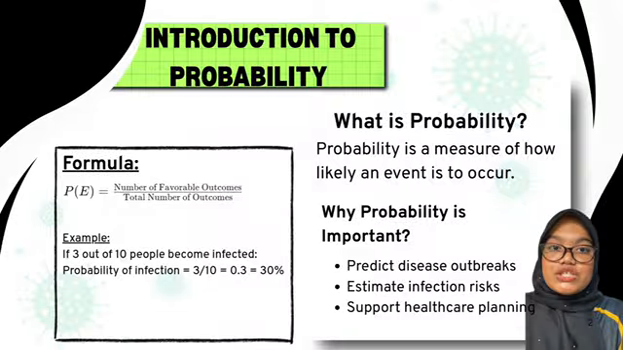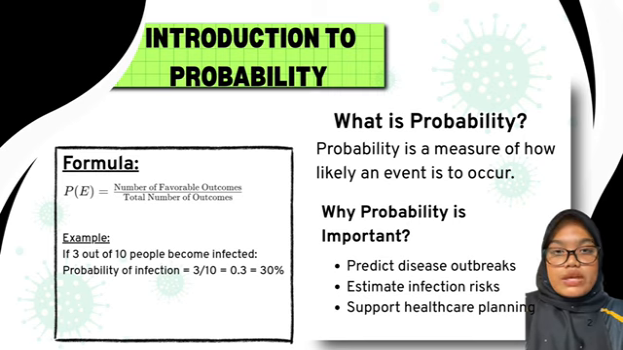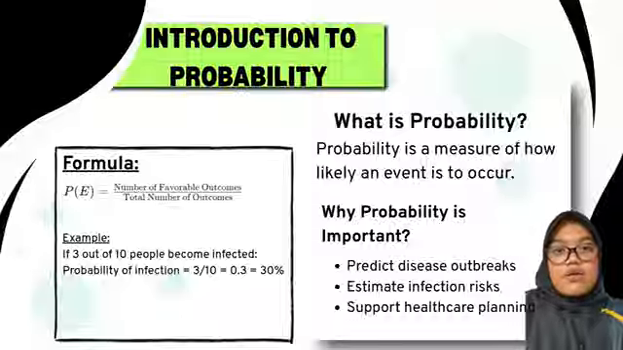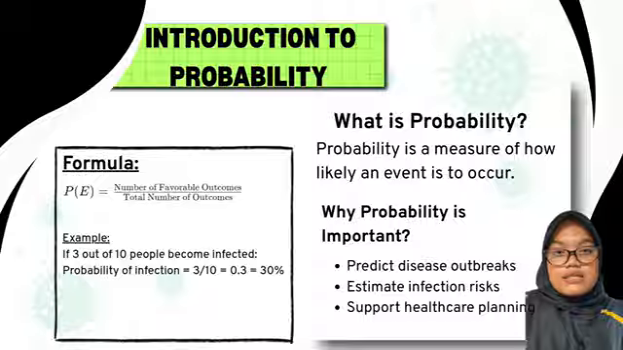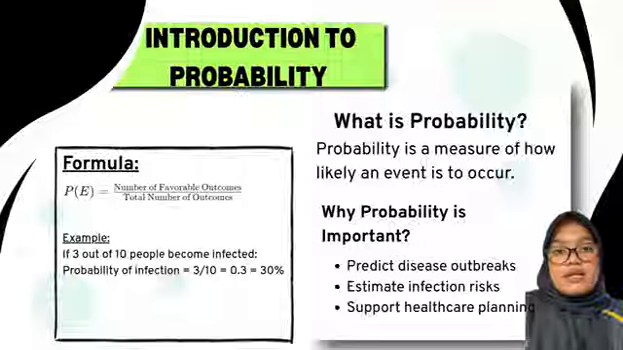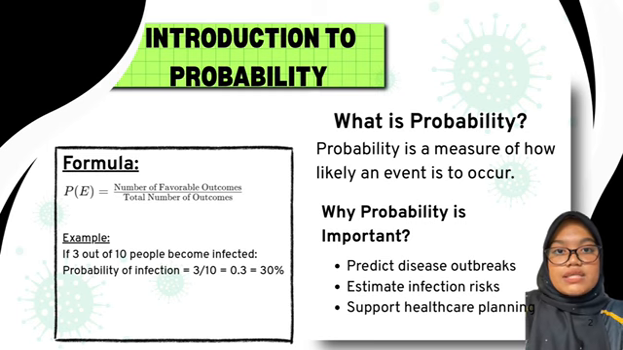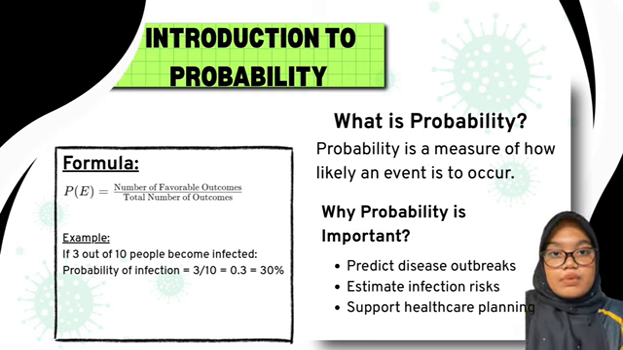Probability helps us determine the chance of an event occurring. In our project, probability helps us calculate the chance of a disease spreading. The formula for probability is probability equals the number of favorable outcomes divided by the total number of possible outcomes. For example, if 3 out of 10 people become infected, the probability of infection is 3 divided by 10, which equals 0.3 or 30%. This means that there is a 30% chance of a person becoming infected in this scenario. Using probability allows us to analyze possible outcomes and better understand how disease may spread within a population.